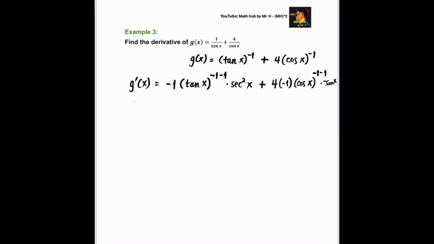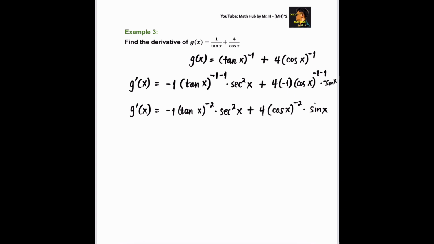And then we simplify. So g prime of x equals -1 times tangent x to the power of -2 times secant squared x. And for the second term, negative times negative is positive. So it's positive here, and we have 4 times cosine x to the power of -2 times sine x.